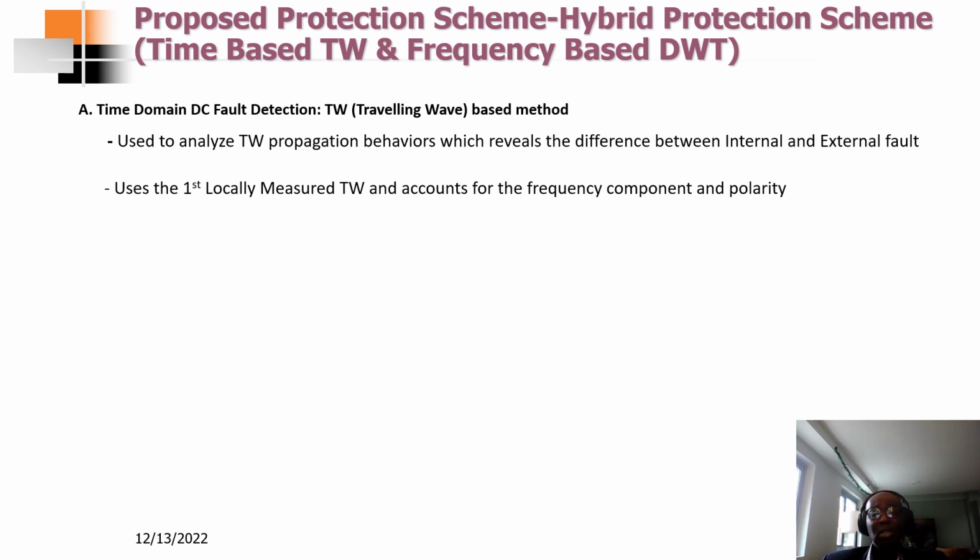Okay, so for this, I'm utilizing the traveling wave based method, and this is based on the behaviors of the traveling wave during propagation, and there's a difference between when an internal fault occurs and an external fault occurs. The traveling wave behaves differently. The polarity is different from current. The polarity is different from voltage for internal and external, right?